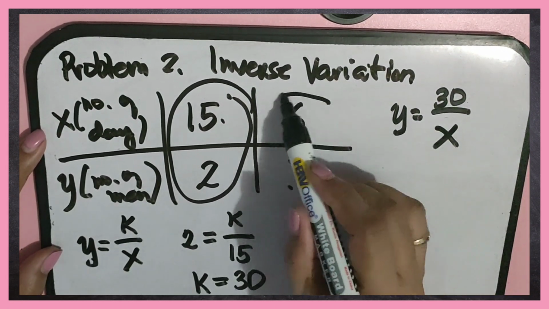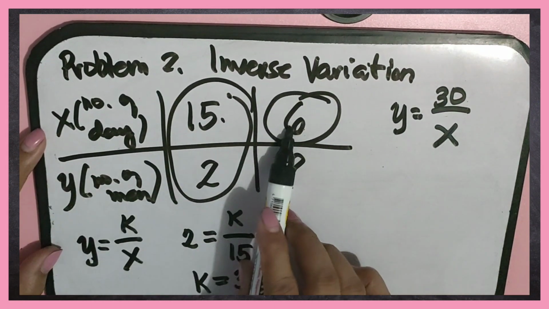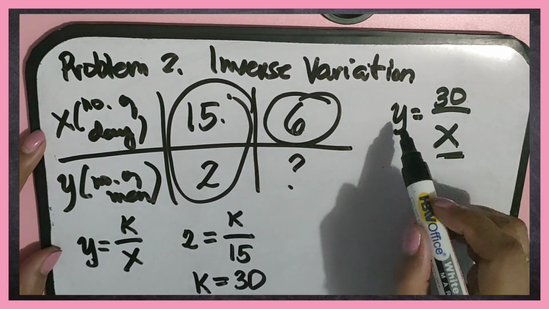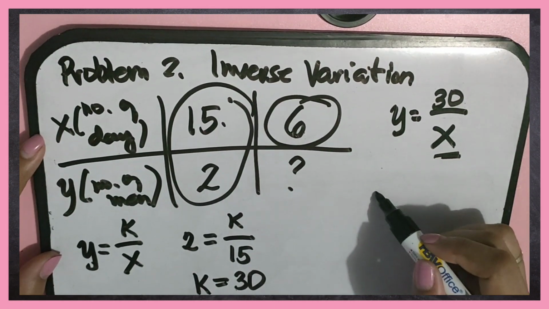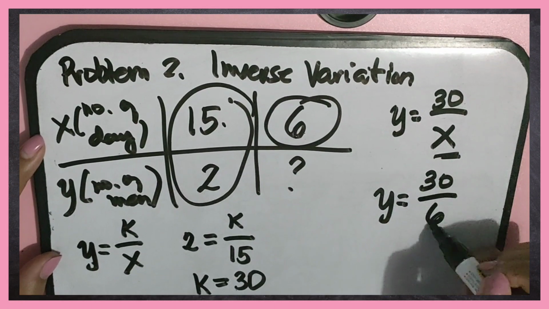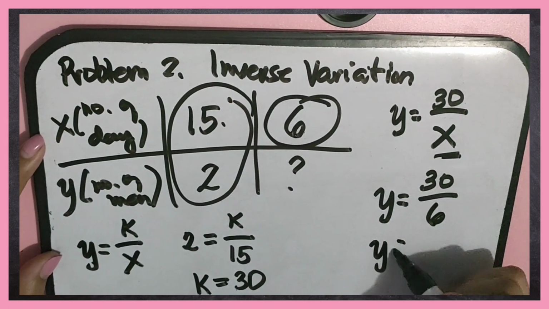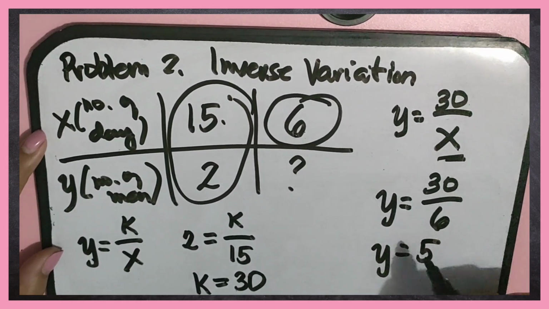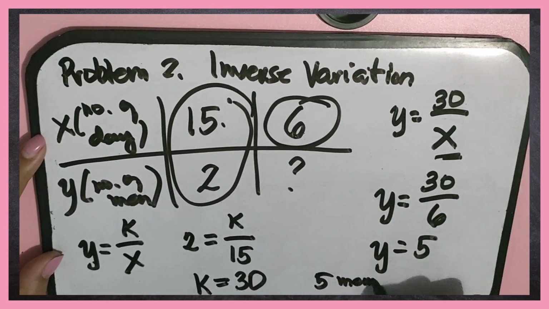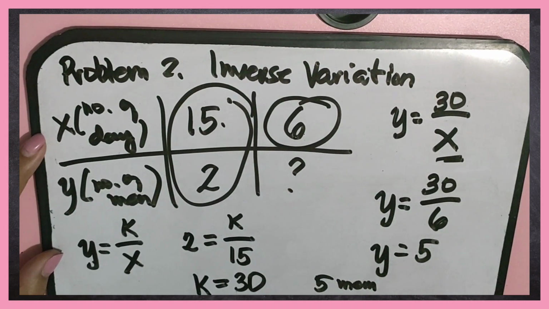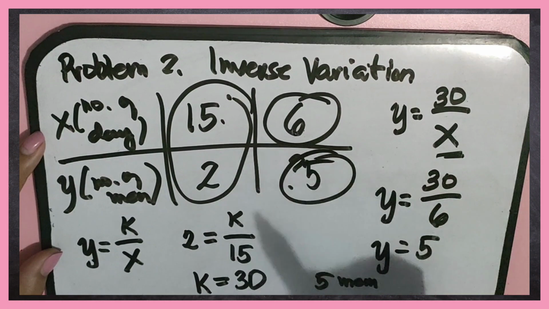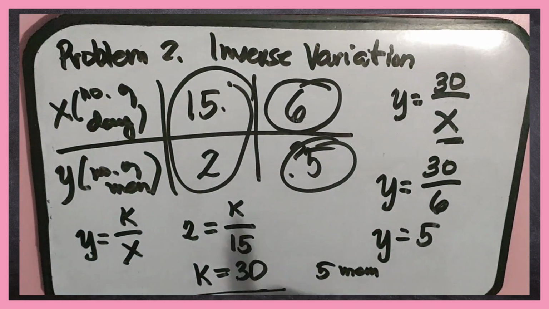Then let us substitute the value of x, which is 6 here. Papalitan lang natin yung x ng 6 to find y. So y is equal to 30 over 6. Then divide, y is equal to 5. So the answer is 5. So we have 5 men needed to complete the job in 6 days. So this is 5, and that is our answer for problem number 2.